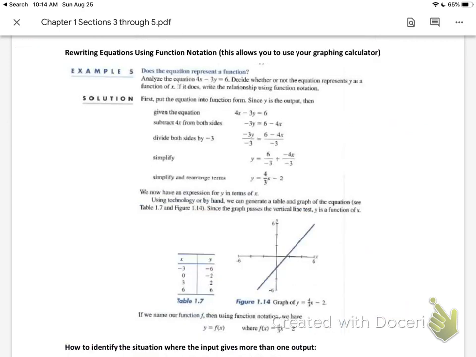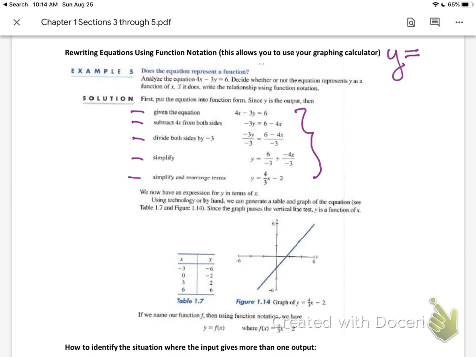Now on this page, they talk about rewriting equations using function notation. This is going to allow you to use your graphing calculator. So you're basically turning any equation they give you into a y equals equation so that you can put it in your y1. So this is your basic algebra. So make sure you are comfortable with these steps. If you want to isolate your y on the left-hand side, you have to use your PEMDAS and your rules of algebra to do it correctly. So look at these steps. They're all itemized very nicely for you. Make sure that you understand those and that you can internalize those.